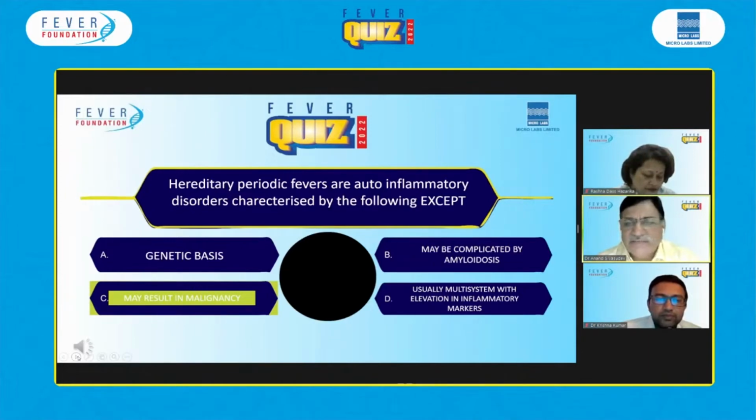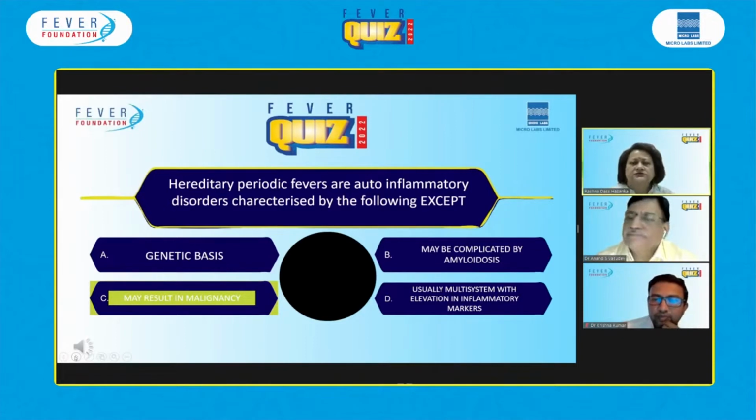So they have a genetic basis, may be complicated by amyloidosis, and as already said, are multi-system with inflammatory markers also. Dr. Rachna, anything to add in this? I think you've covered most of the points. Since it is a multi-system inflammatory disorder, they have involvement of many organs, including the eye and the bones. Some of them have an increased risk for osteoporosis. And actually, there is a defect in the innate immunity, and therefore they are more prone to infections also. And usually there is a defect in the IL-1.